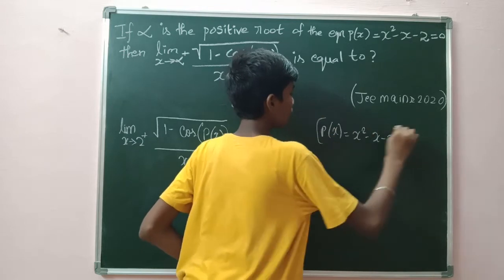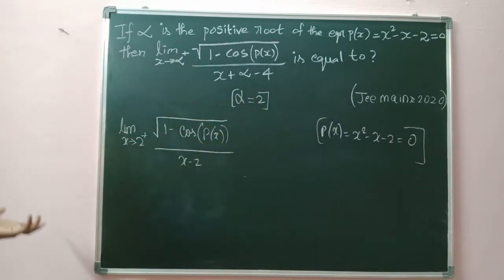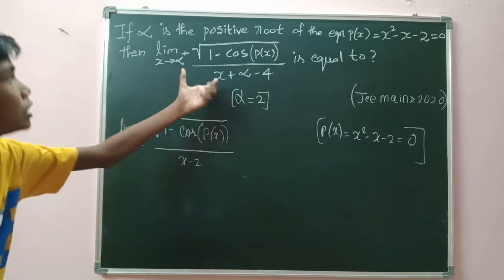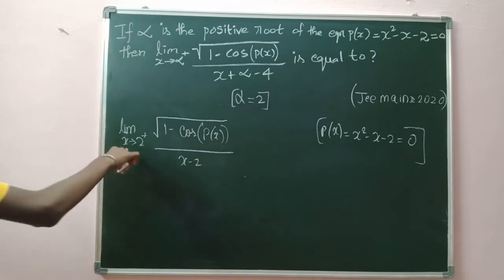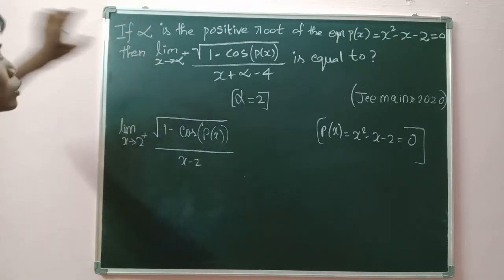That's your polynomial p of x. I mean that equation p of x. Okay, so now people, this is something you will get when you put alpha as 2 in this particular limit. You will get it as x tends to 2 plus, because you are having alpha plus root of 1 minus cos of p of x.